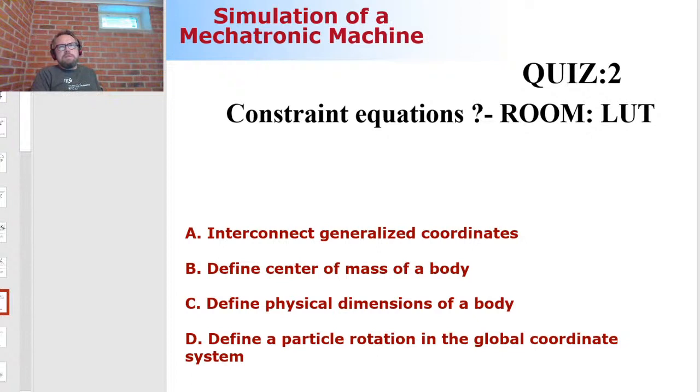Second option, define center of the mass of a body, define the physical dimension of the body, define a particle rotation in a global coordinate system. Particle rotation. Okay, remember what's a particle? Remember how much it can rotate. Okay.